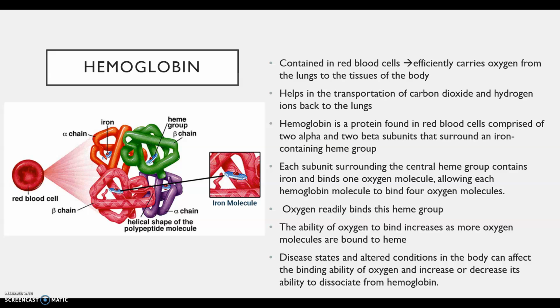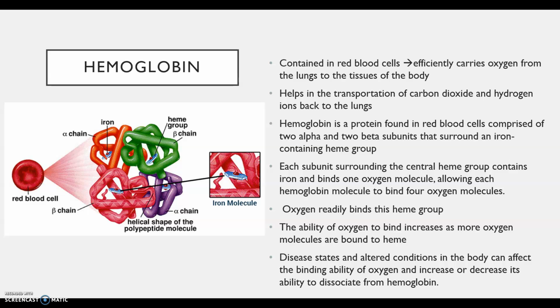What exactly is hemoglobin? Hemoglobin has a dual role. It is contained in red blood cells, and it both efficiently carries oxygen from the lungs to the tissues of the body, and it also helps in the transportation of carbon dioxide and hydrogen ions back to the lungs.